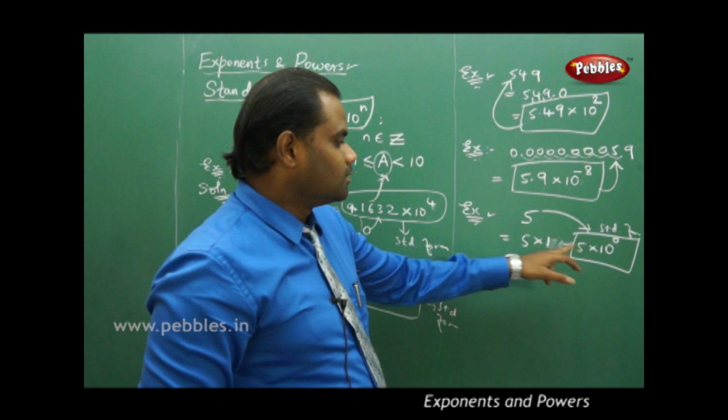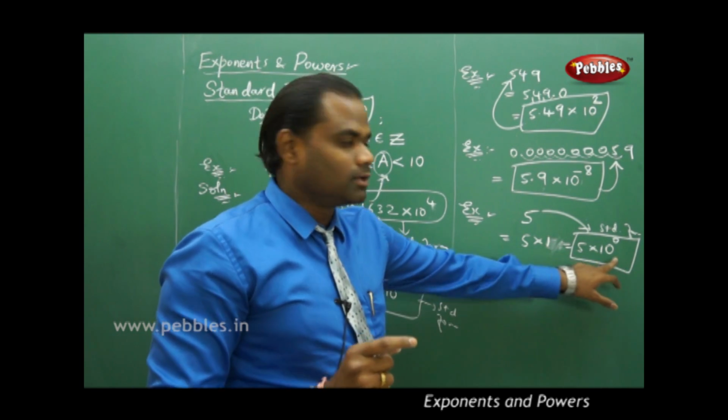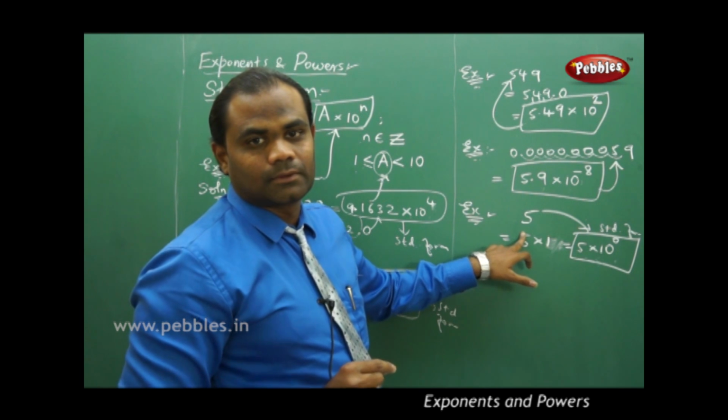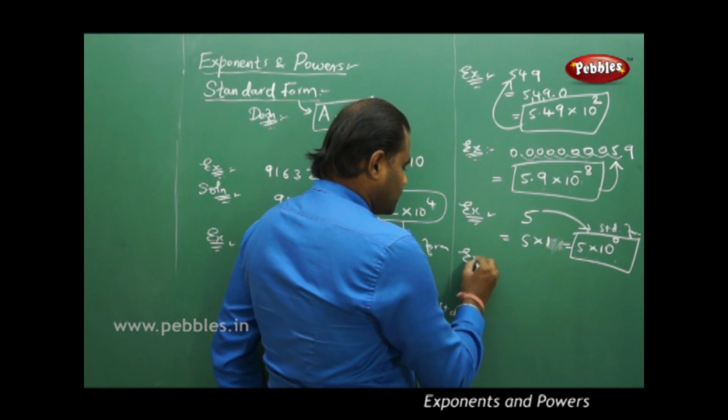So the number 5 written in the form 5 into 10 power 0 is called the standard form of the value 5. The same way, you have many other problems where you can convert.